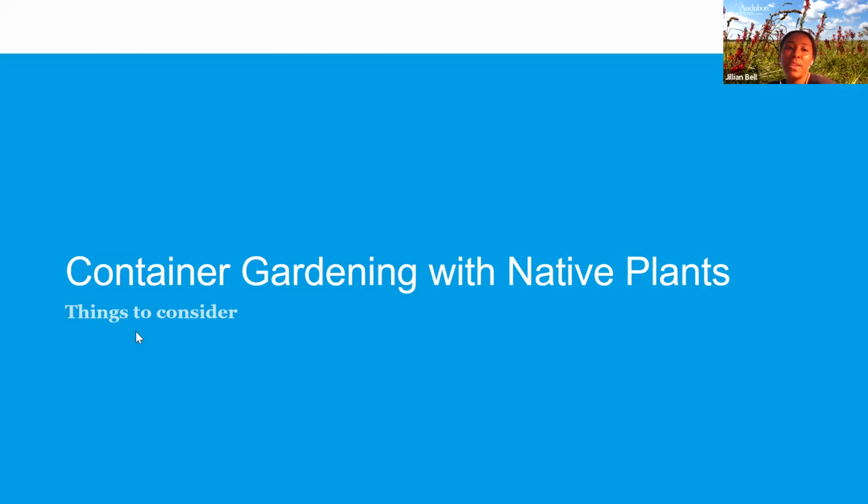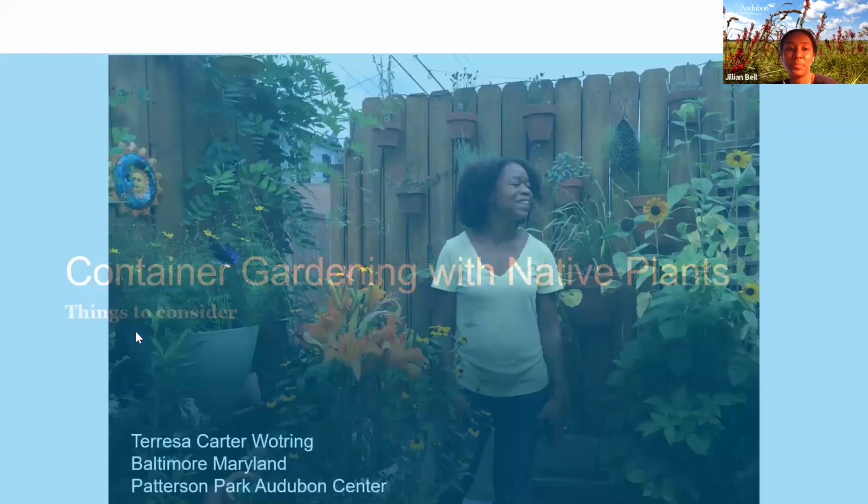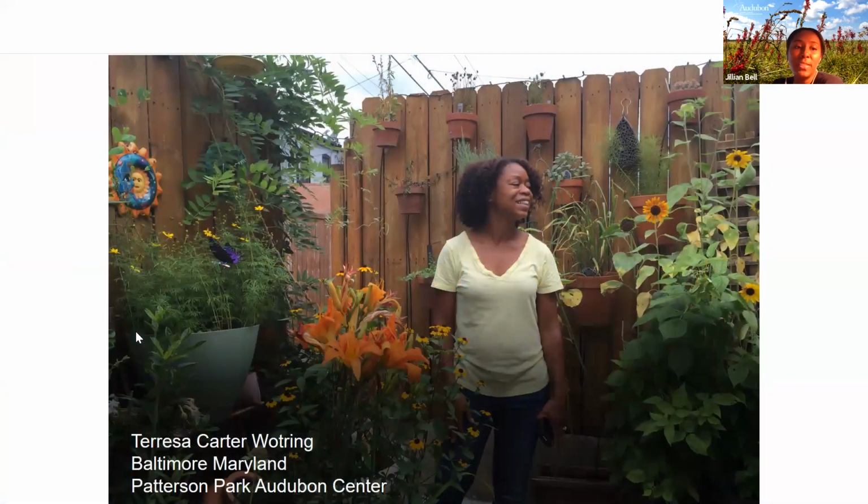So let's go over some things to keep in mind when we're planting a container garden. Then we'll take a look at some of the plants that we would recommend to get you started. This is Teresa Carter Wotring of Baltimore, Maryland. This photo was shared courtesy of Patterson Park Audubon Center. And she has dedicated 50% of her patio to native plants. So she doesn't have a yard, she only has a patio.